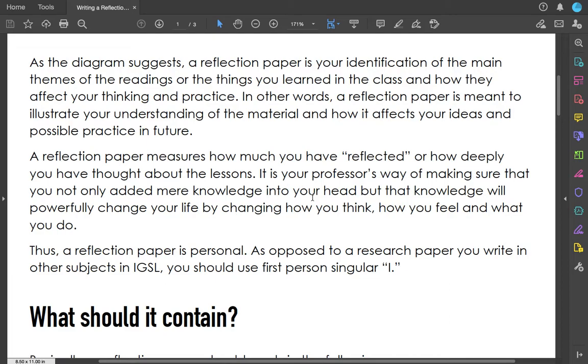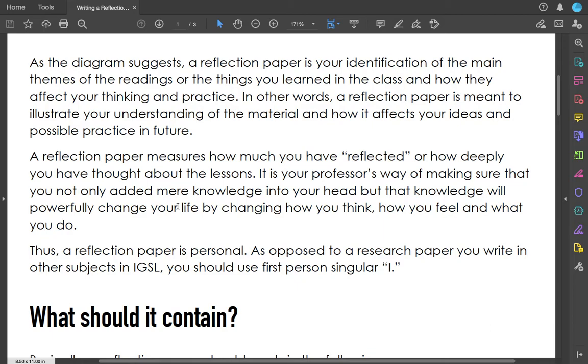It is your professor's way of making sure that you not only added mere knowledge into your head, but that knowledge will powerfully change your life by changing how you think, how you feel, and what you do.